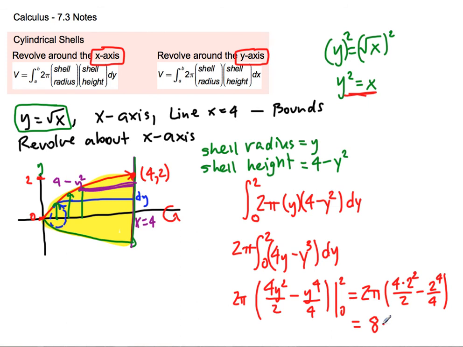If you put it into your calculator, you would end up with 8 times pi, which is what I just said. And 8 pi is 25.1327. And so that's how you work with discs, washers, and shells.